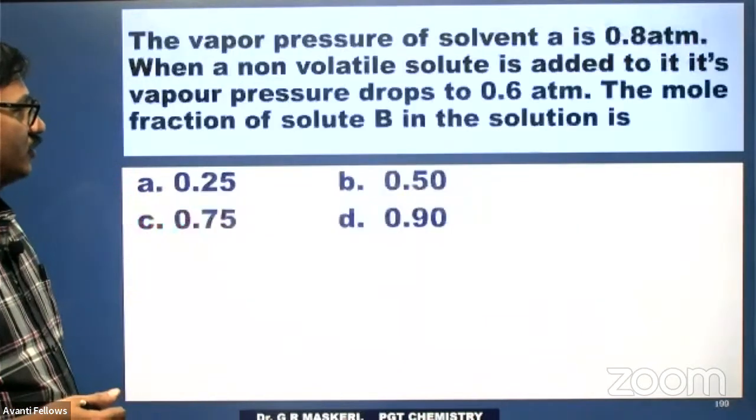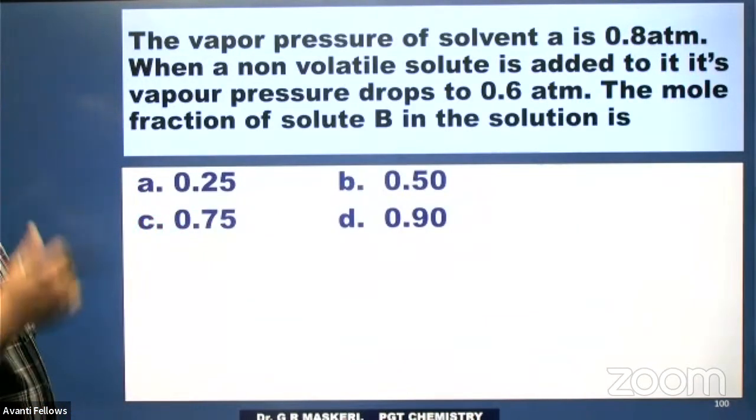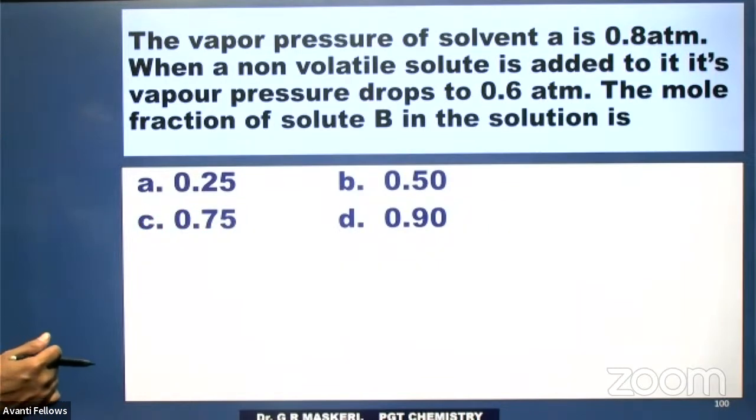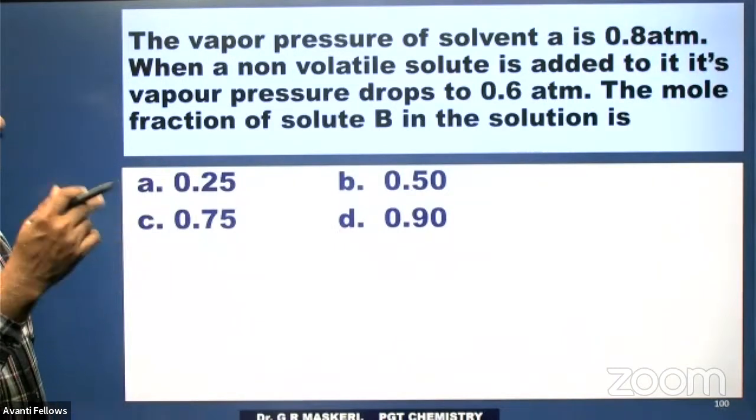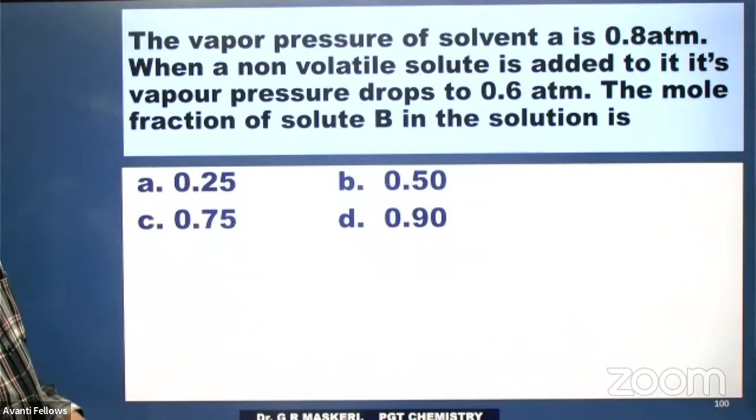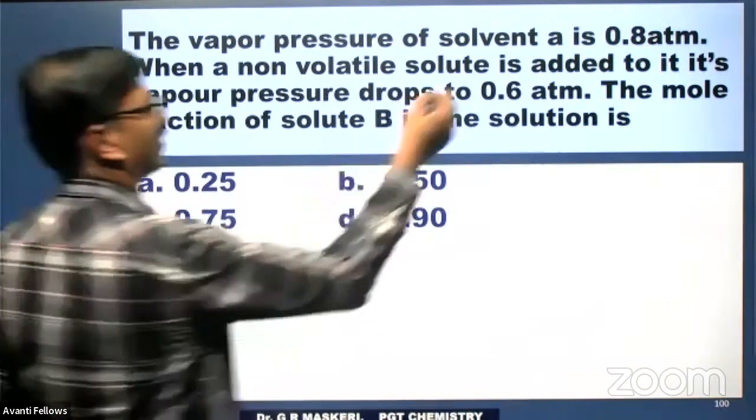This is also an often asked, important question. The vapor pressure of the solvent is 0.8 atmosphere. When the non-volatile solute is added to it, its vapor pressure drops to 0.6. The mole fraction of the solute B is... solvent A, this is capital A.